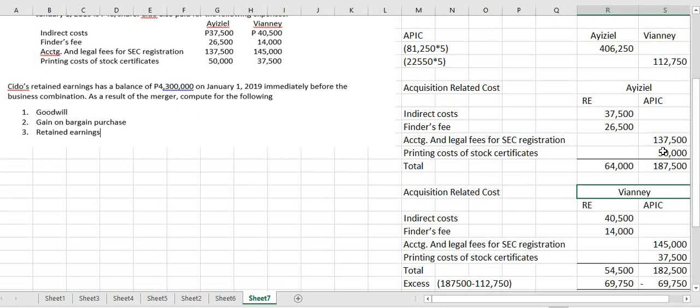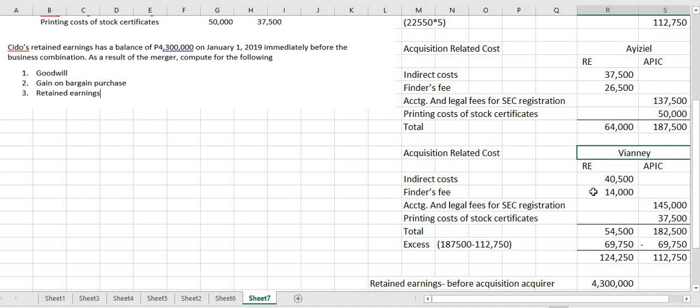Then, yung cost natin, diba? We have 40,500 indirect costs na charge kay RE. Finder's fee of 14,000. Okay? That's still kay RE. Yung accounting and legal fees for registration, that's 145,000. And printing cost of stock certificates, that's 37,500. So you have 182,500 for charge to APIC and then 54,500 charge to retained earnings. Okay. So we have a problem.